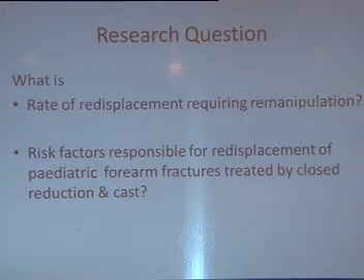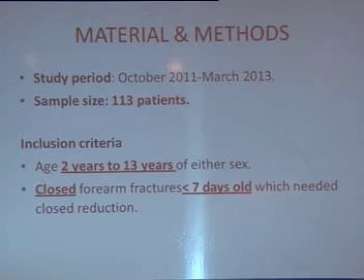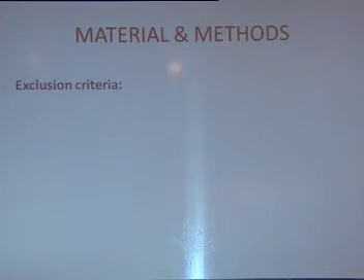The research question for our study was: what is the rate of redisplacement requiring remanipulation, and what are the risk factors responsible for redisplacement of pediatric forearm fractures managed conservatively? It was conducted from October 2011 to March 2013 with 113 patients. Patients aged 2 to 13 years of either sex were included, with a closed forearm fracture less than 7 days old, which required closed reduction.